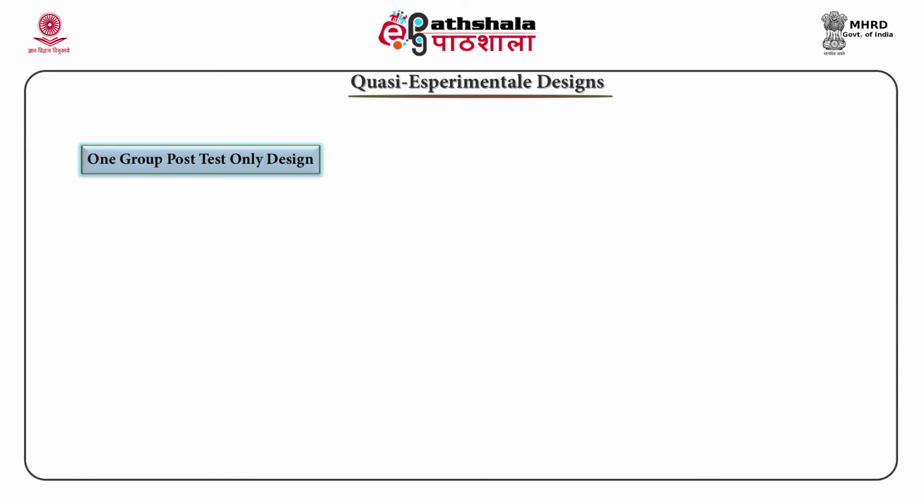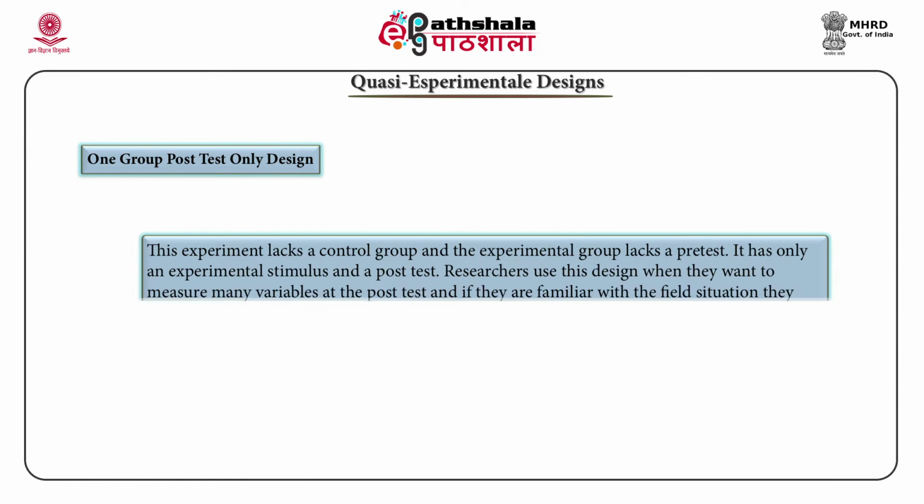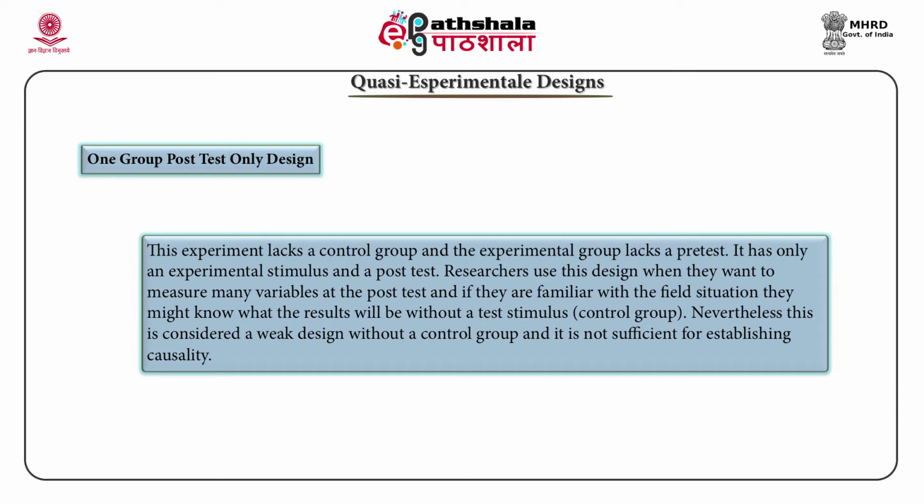One group post-test only design. This experiment lacks a control group and the experimental group lacks a pre-test. It has only an experimental stimulus and a post-test. Researchers use this design when they want to measure many variables at the post-test, and if they are familiar with the field situation, they might know what the results will be without a test stimulus.